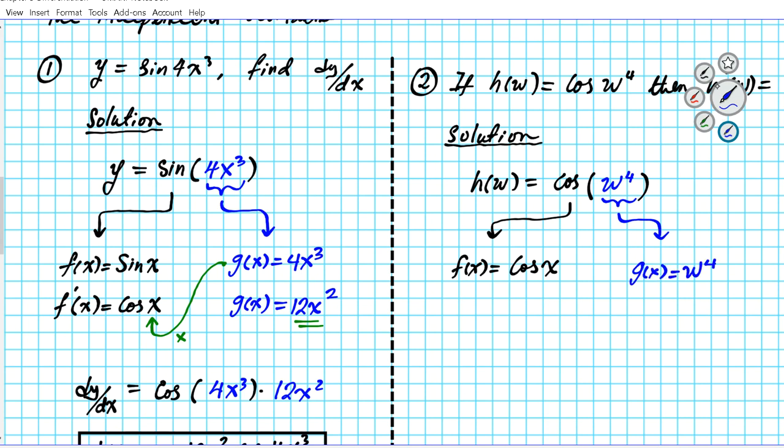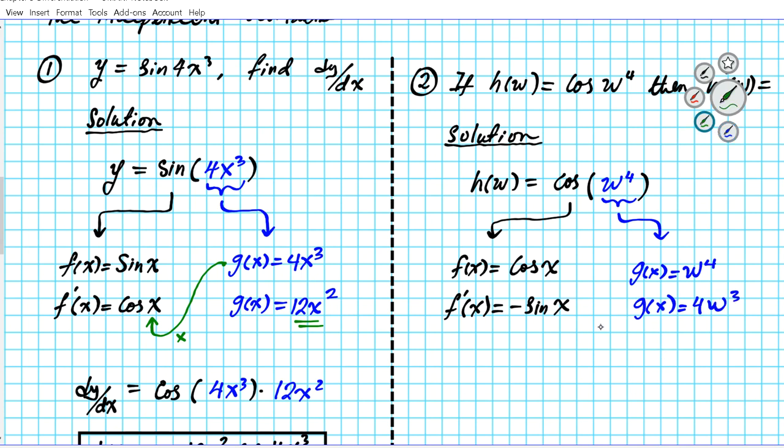So we've decomposed the functions. Now let's go ahead and differentiate them. So f prime of x. When you differentiate cosine, remember, it's a co-trig function, so you have negative sine x. And then if you differentiate g, applying the power rule, power down, 4w to the power minus 1/3.